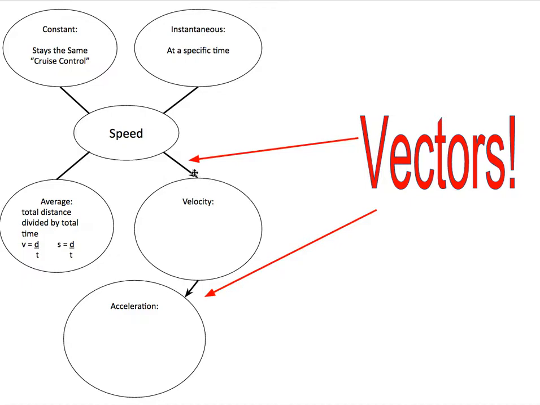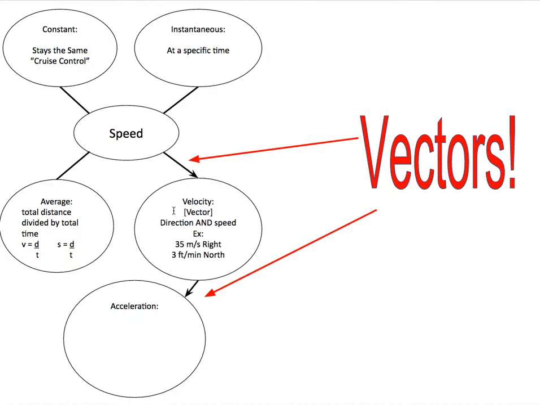Now I said there was 2 arrows here. The arrows are there because they are both vectors. Velocity and acceleration are both vectors, which means from what we learned last week that a vector is a quantity with magnitude, which is size, and direction. So velocity is going to have a number and a direction. Acceleration, same thing.